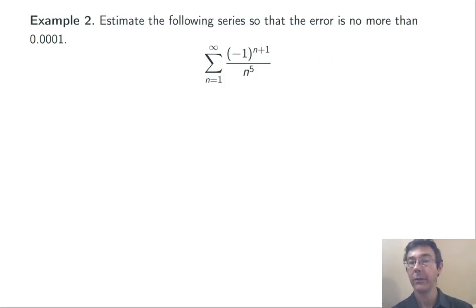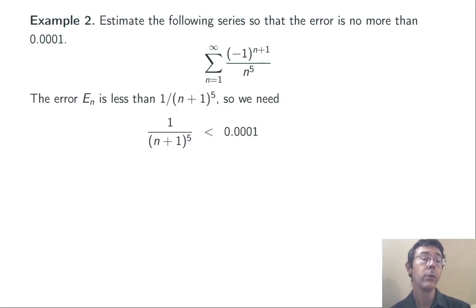Example 2. Estimate the following series so that the error is no more than 0.0001. And I'm looking at the sum from n equals 1 to infinity, (-1)^(n+1) over n to the fifth. This is an alternating series. Notice that it's decreasing and the general term goes to 0, so this is actually going to converge.